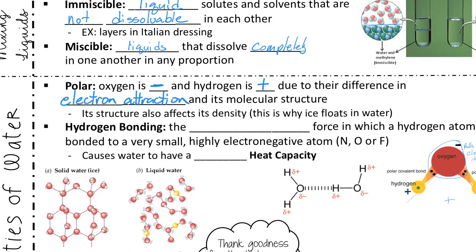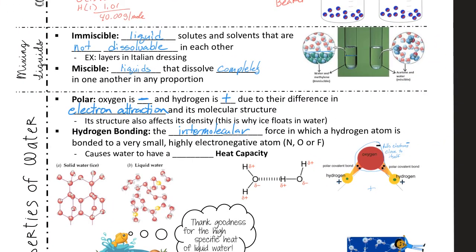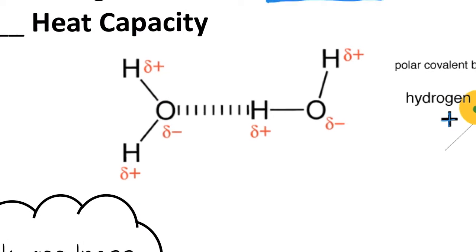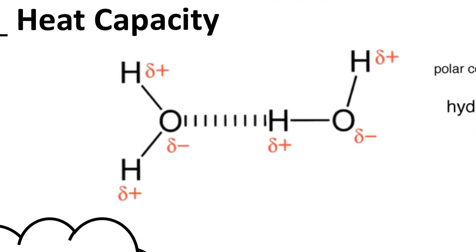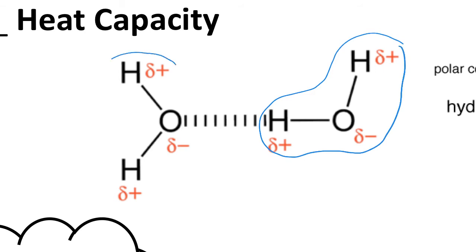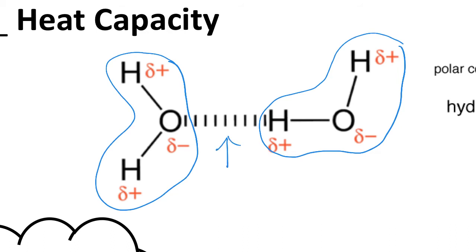Hydrogen bonding is the intermolecular force in which a hydrogen atom is bonded to a very small, highly electronegative atom like nitrogen, oxygen, or fluorine. Zooming into this, here's a water molecule, and here's another water molecule. This area in between here is the hydrogen bond.